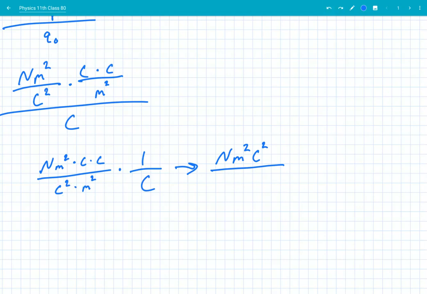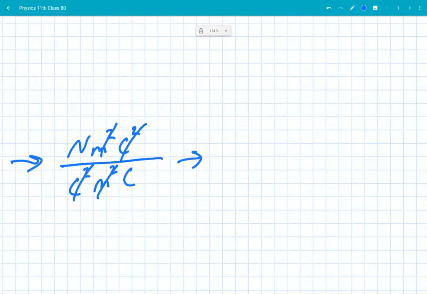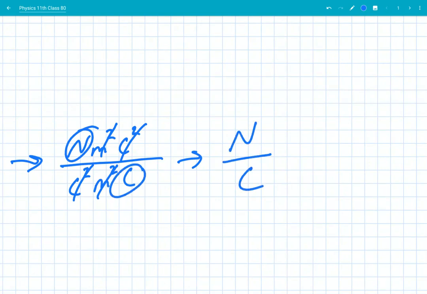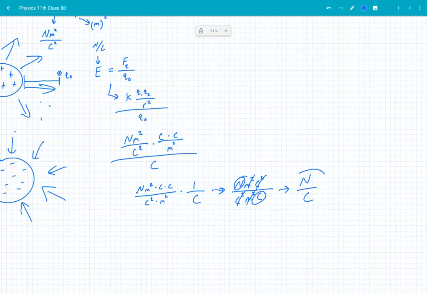These are capital C's. Some of them look small, but they're capital. C squared times m squared times C. Now let's cancel whatever we can cancel. M squared is on top and bottom, so they cancel. M squared divided by m squared is 1, so they disappear. C squared divided by C squared cancels. What do we have left over? We only have the N and the C. That's where we get newtons per coulomb.